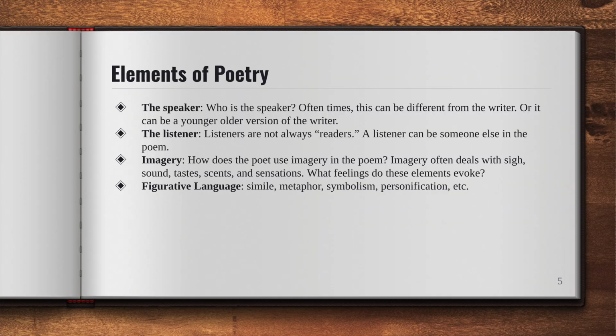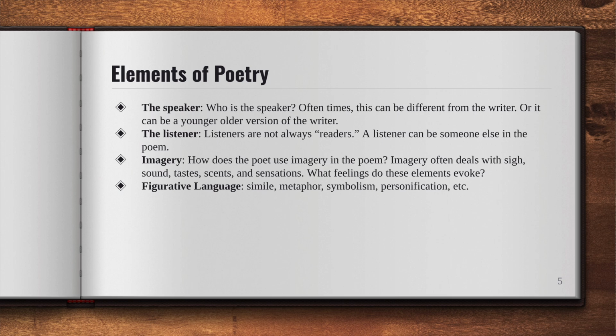All right. Now we have elements of poetry. So poetry really has its own tools, and you'll hear a lot about them. So we have the speaker. So who is the speaker? Oftentimes it can be the writer, but it can also be different from the writer, or it can be a younger or older version of the writer. So you really have to be in tune and listen to and read through what they're saying and whether they're using past tense or present tense. So it's really important to pay attention to details like that.